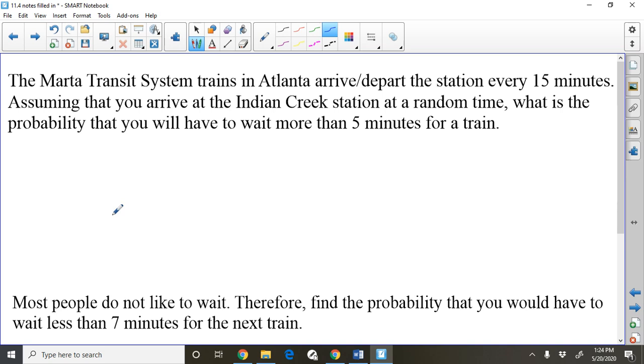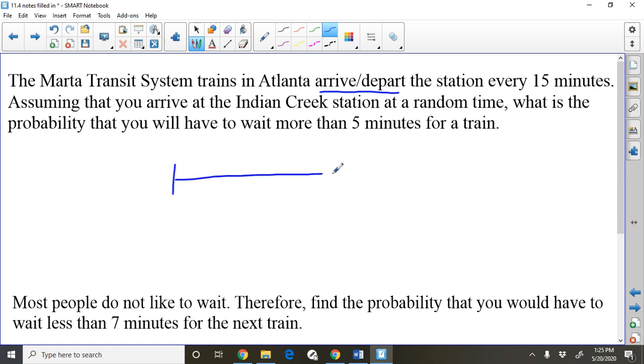Here's another example where the length isn't a physical distance, but a time. The MARTA transit system trains in Atlanta arrive and depart the station every 15 minutes. This arrive, depart means one shows up and leaves right away. There's no wait time in between. Assuming you arrive at the Indian Creek station at a random time, what is the probability that you will have to wait more than 5 minutes for a train?